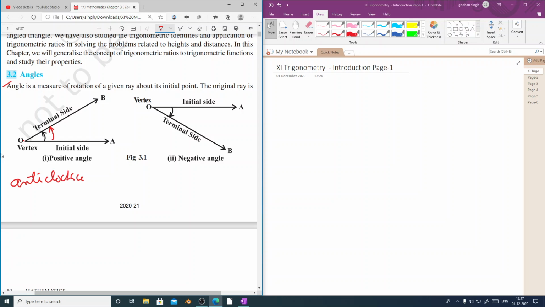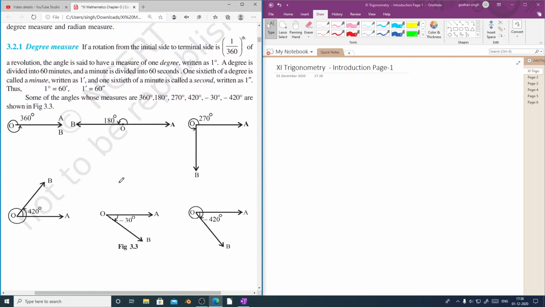So whenever we are moving anti-clockwise, the angle is taken as positive. And when we are moving in the same direction as the needle of a clock, that is known as clockwise. In that case, we say the angle is negative. So these are two ways of representing an angle. One is anti-clockwise, another one is clockwise.